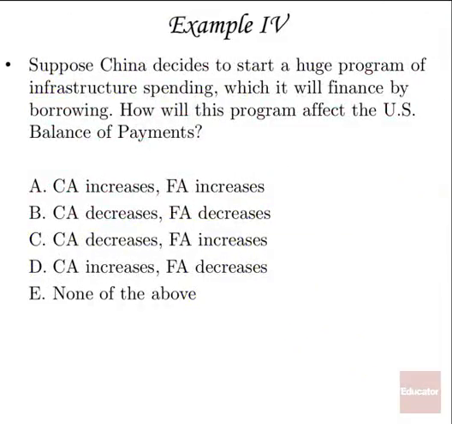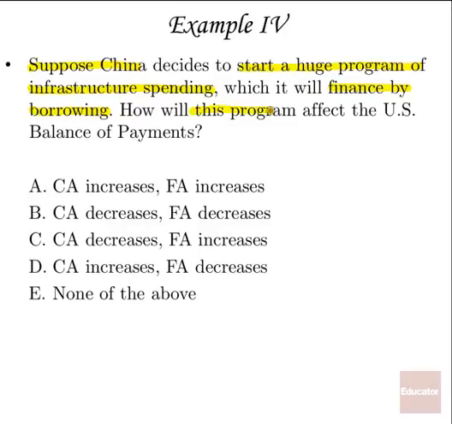And finally, let's take a look at this situation here. Again, this is something that might happen in the future. Not saying that it will happen next year or maybe even 5 years from now, but this appears to be something that China is headed for. So how would that look when you're dealing with current account and financial account here? Suppose China decides to start a huge program of infrastructure spending, which it will finance by borrowing. Let's say it doesn't have the money on its own, so it's going to borrow from other countries.